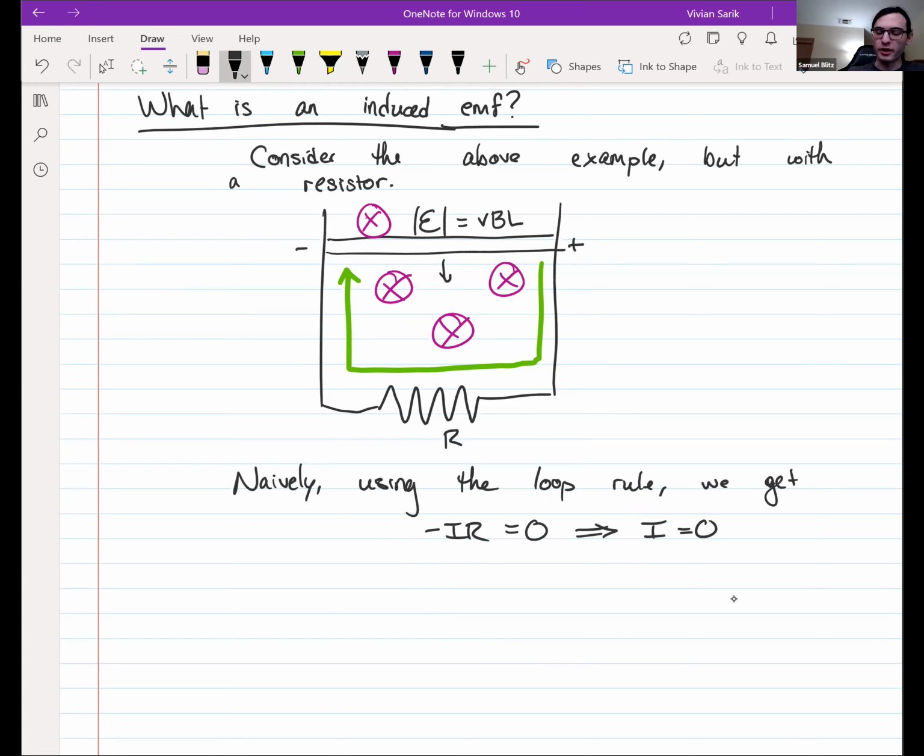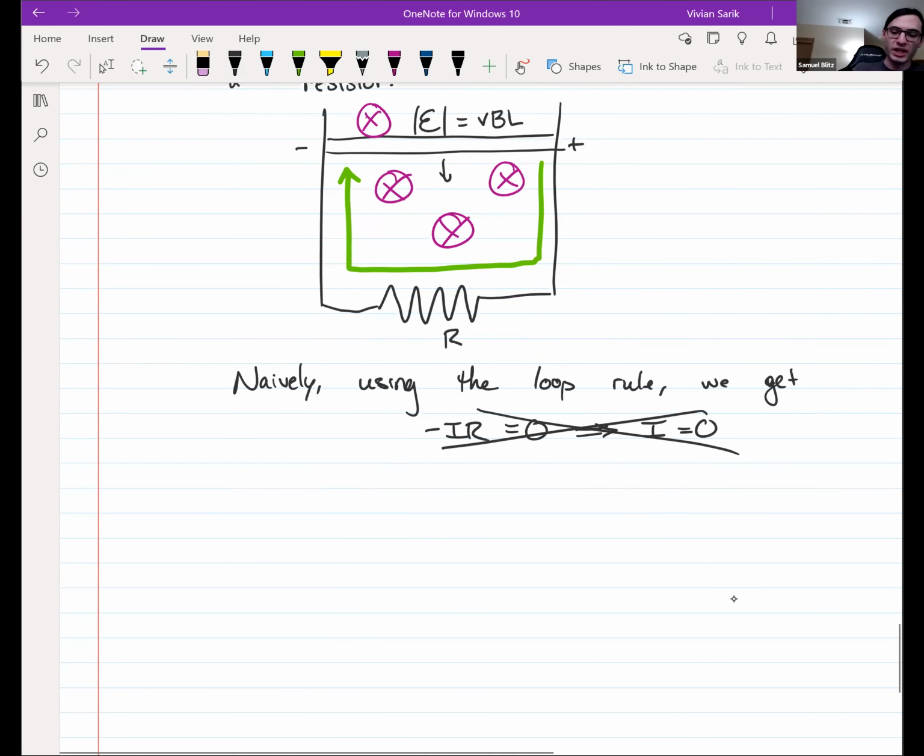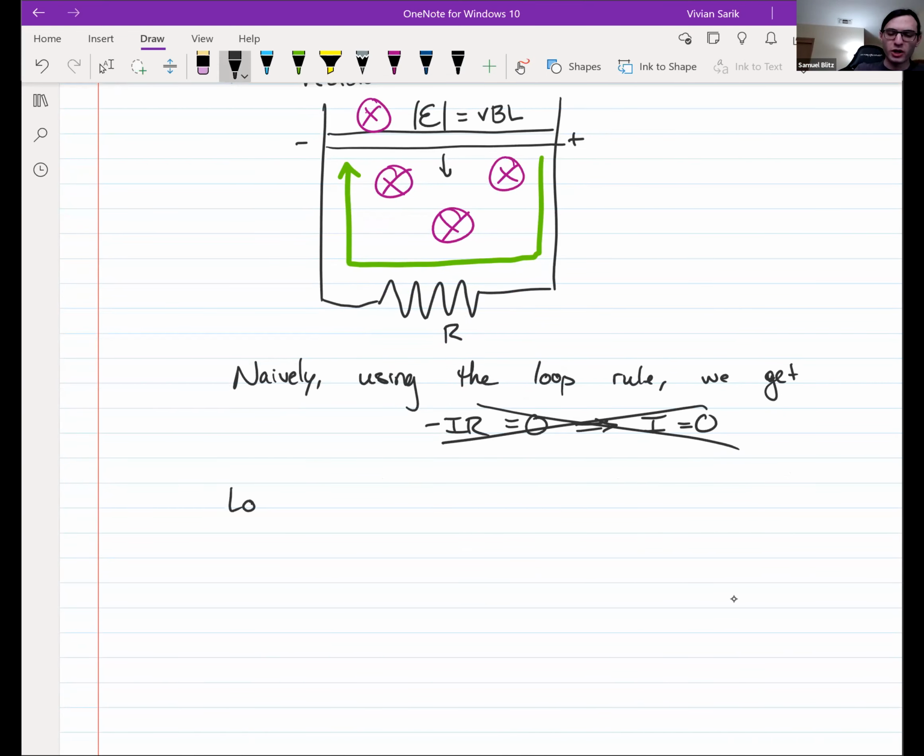But this is wrong, right? Like we can do this experiment and we observe a current. So that means that there must be a mistake that we made. So in fact, we actually have to adjust our loop rule, and we'll see another way that we don't have to adjust our loop rule and it can instead add something else. But for a moment, we have to adjust our loop rule because we have to somehow account for the fact that there is this motional EMF that's not caused by a battery, it's not caused by a capacitor or whatever. So here we have that loops no longer add to 0.